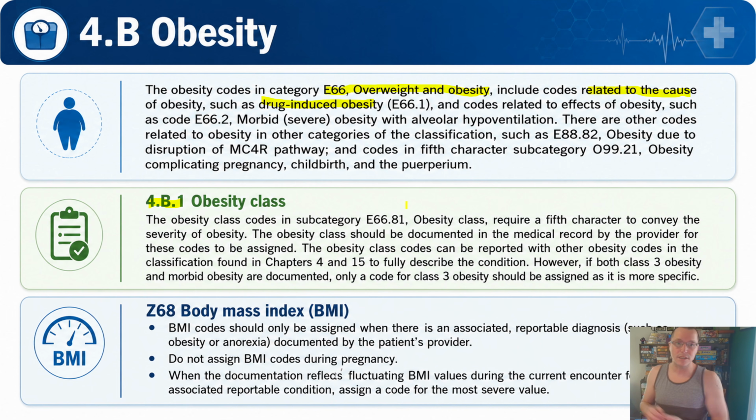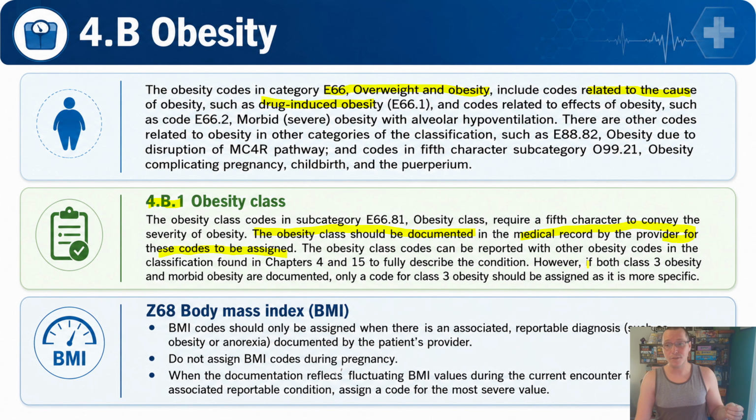Obesity class code seems to be the direction that ICD-10 is guiding people to work for, but note there's a few guidelines with obesity class. One, obesity class should be documented in the medical record by the provider for these codes to be assigned. So that means just because a provider documents a patient has a 36 BMI and they are obese, doesn't mean that you can assume the class code. The provider themselves must actually report the class codes to be used.